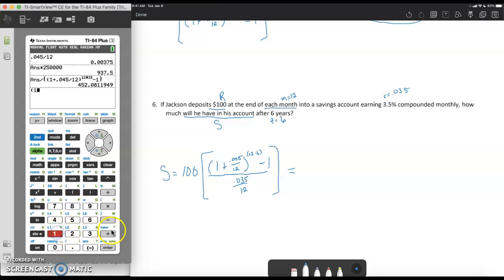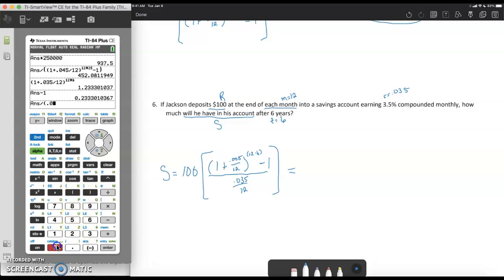I'm going to do parentheses 1 plus 0.035 divided by 12, close that up, and take that to the 12 times 6 power. And I like to stop there and go ahead and hit enter. It's a personal preference. Then I like to do my minus 1 and hit enter. And then divide by parentheses, 0.035 divided by 12. Close up those parentheses so that we divide by all of that. And finally, multiply by 100.